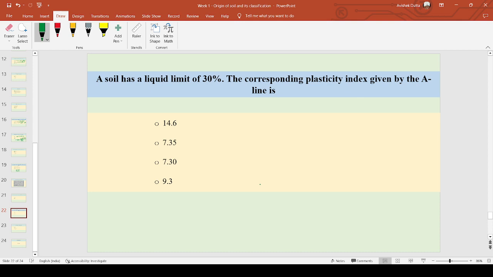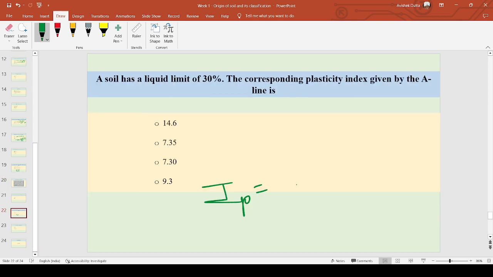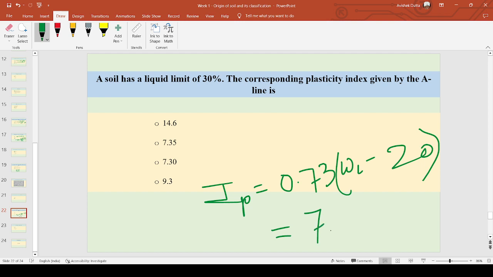What is the equation of plasticity index as per the A line? IP = 0.73 (WL minus 20), right? WL is the liquid limit. 30 minus 20 is 10. 0.73 into 10 gives us 7.3. So the answer is the third option, 7.3.